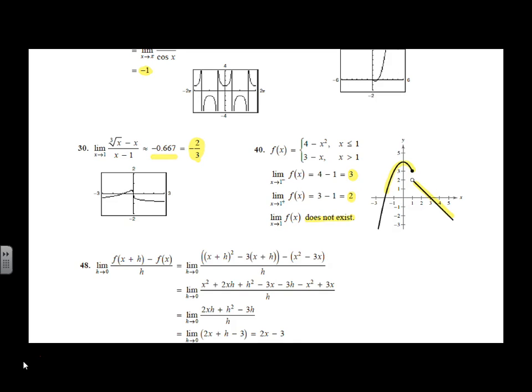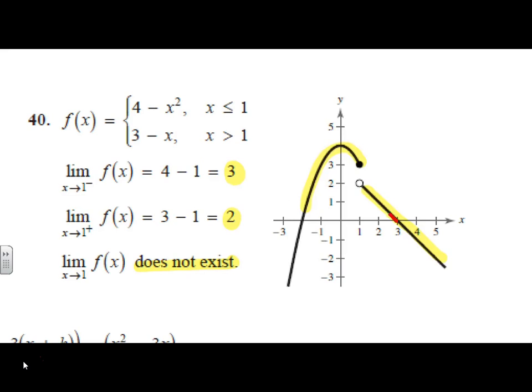Now, quick question. Do you guys understand why, even though there's a hole there, the limit still exists? Yeah, it's what it's approaching. It doesn't really matter what's there or what's not there. The point is the approach. Does that make sense? All right, so next thing back.